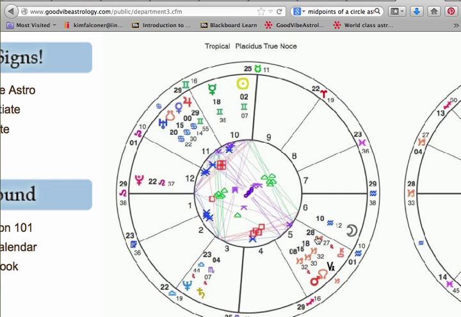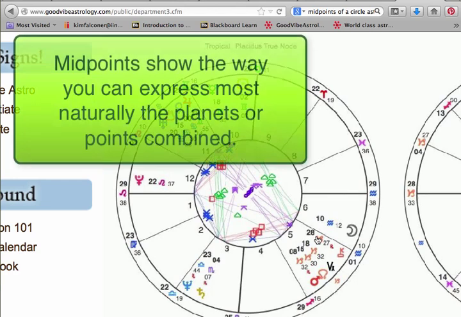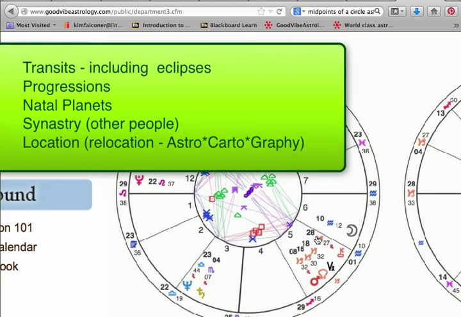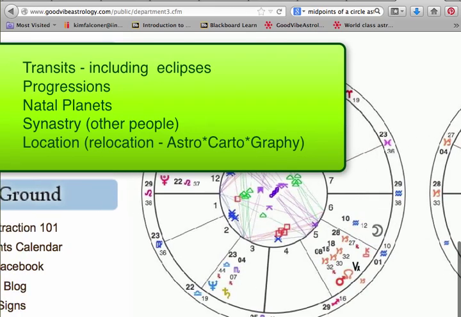And what you'll find with midpoints is that they show you how energies blend in your chart and how best you can express the combination of planets or planets and points in your chart. They show you when that energy is being activated by a transit or a progression, particularly an eclipse. They also engage through synastry. So if another person has a planet on our midpoint, they're going to wake up that combination of energy for us.